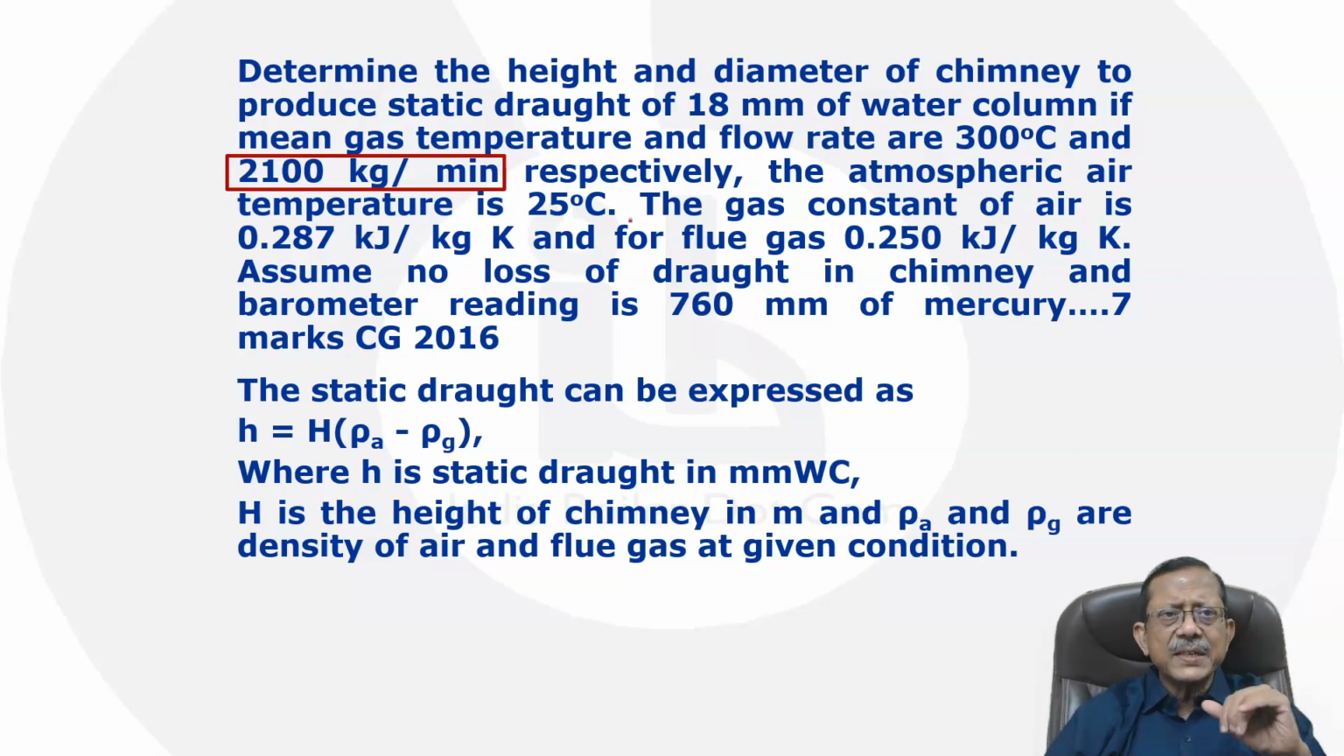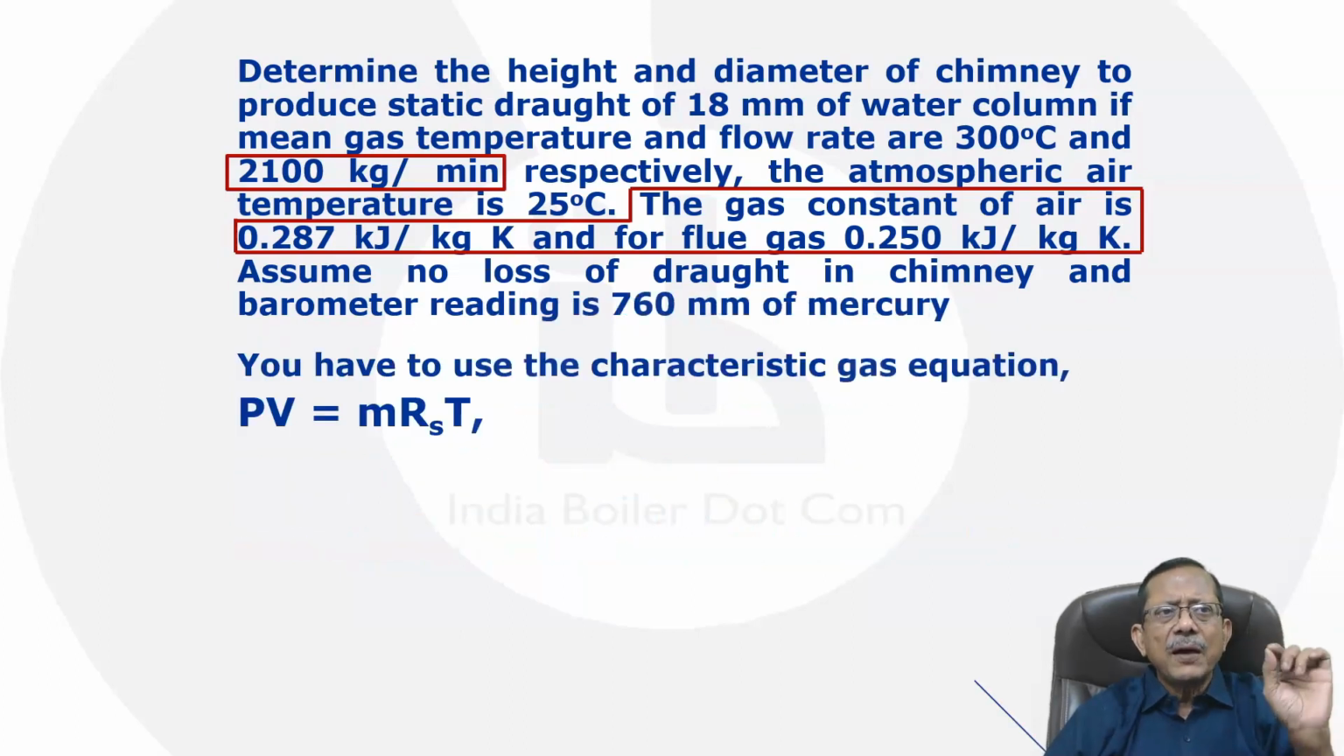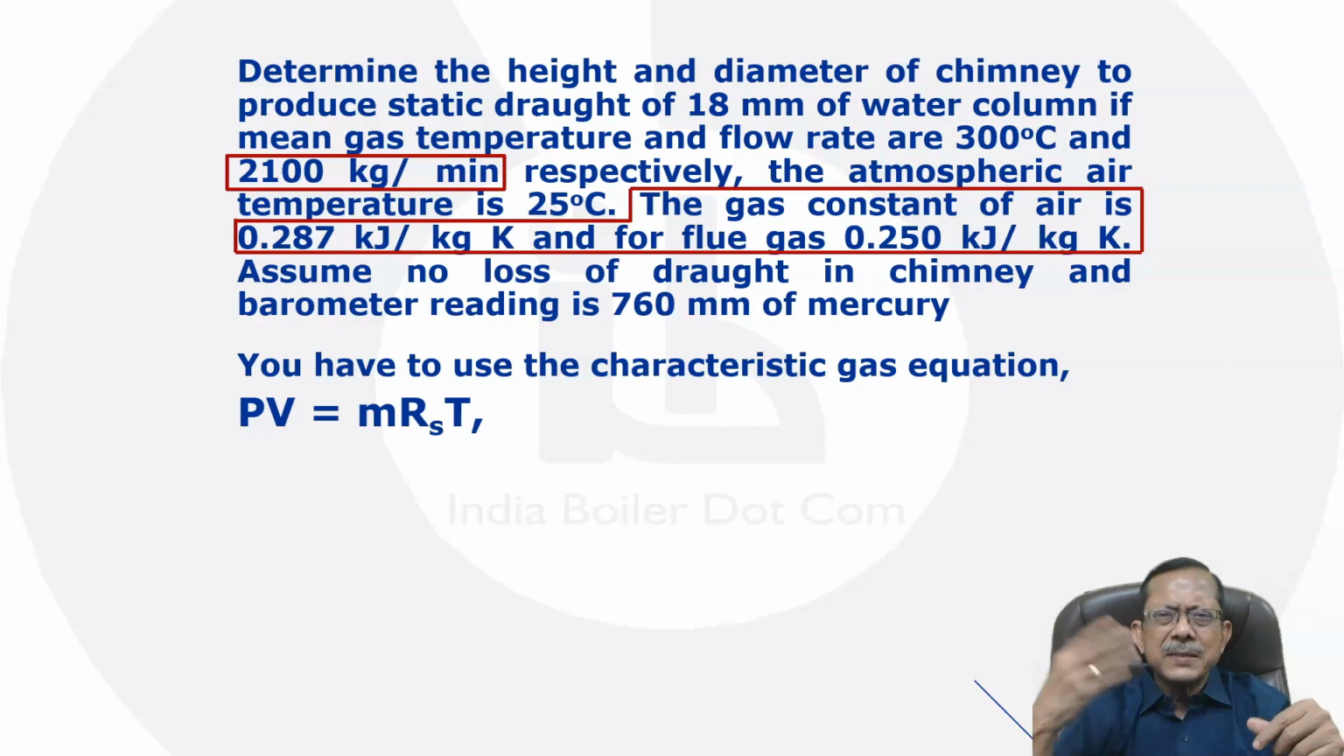To find out this density or specific volume, you see here they have mentioned the gas constant of both air and flue gas. Now whenever you see the gas constant given in the question, it should strike your mind that you have to use the equation PV = mRsT. Now let me tell you, PV = mRsT, this characteristic gas equation, is used in various numerical problems in various manners, right? Again, in some of the videos I am going to explain how PV = mRsT is being used to solve various questions.